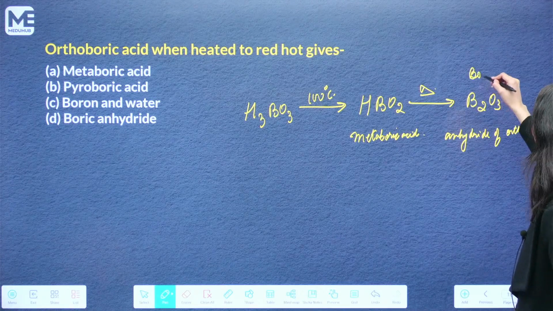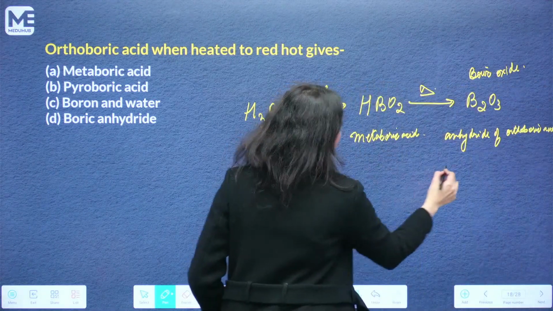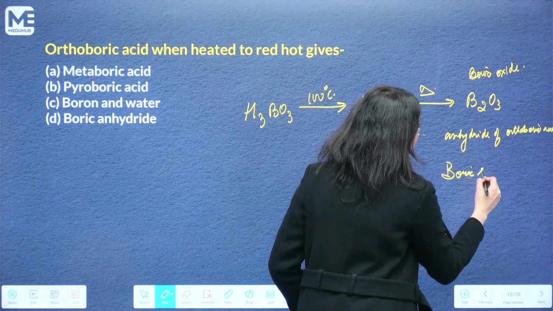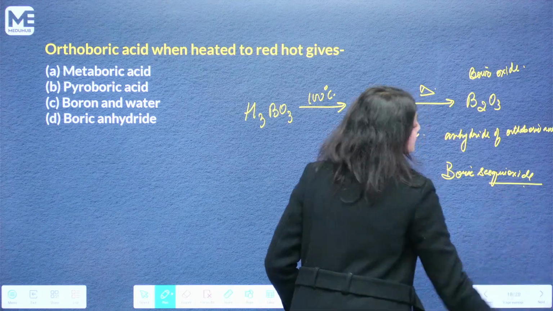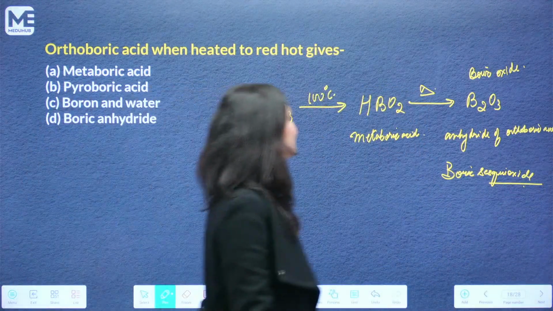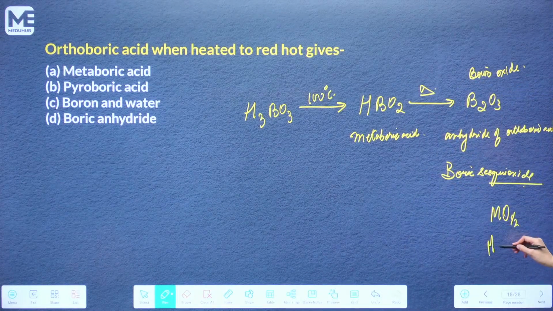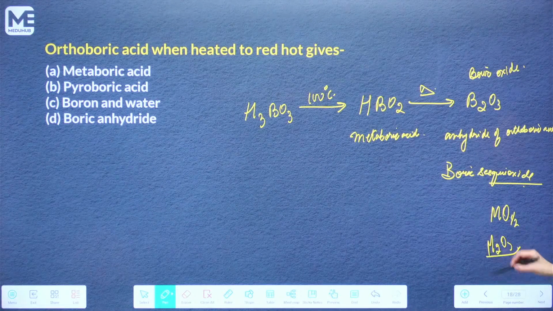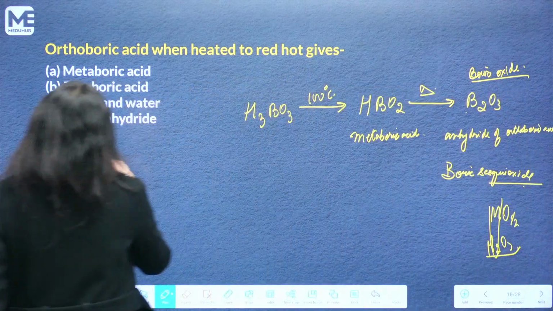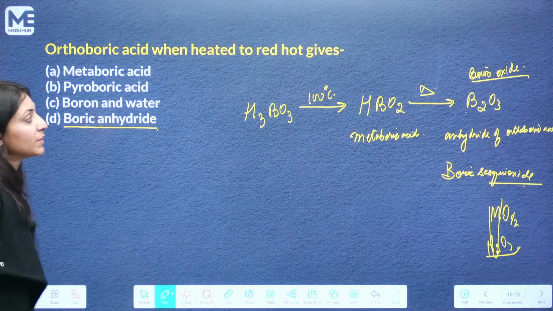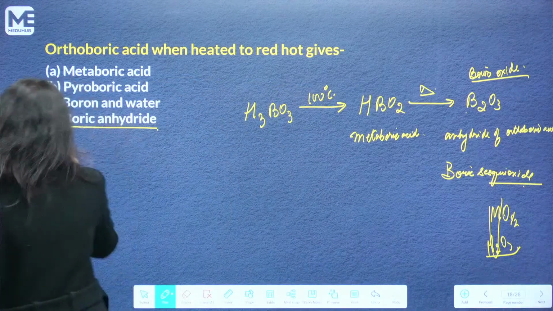It is boric oxide and it is also called boric sesquioxide. Sesquioxide is half an atom of O is present, so MO half, which would essentially mean M2O3. Okay, so B2O3 is formed when it is heated to red hot. So the correct answer is boric anhydride, because B2O3 is also the anhydride of orthoboric acid. Now the answer here is D.